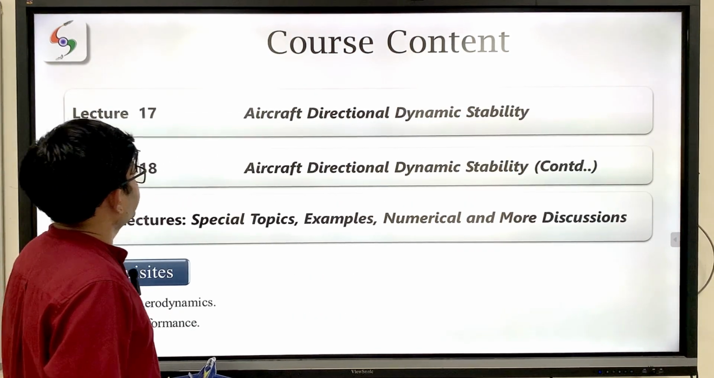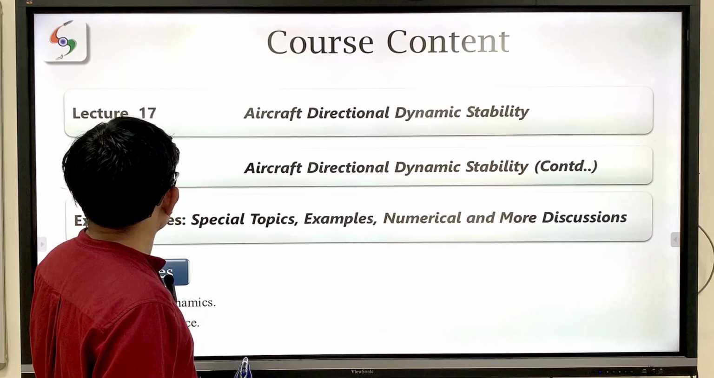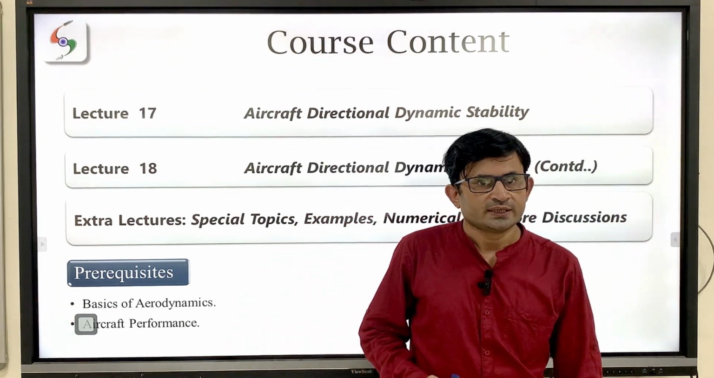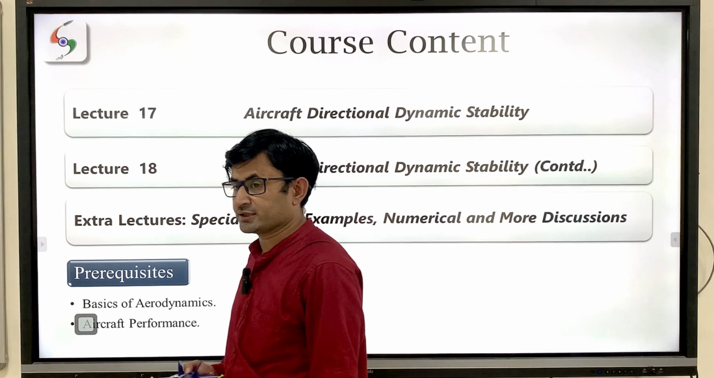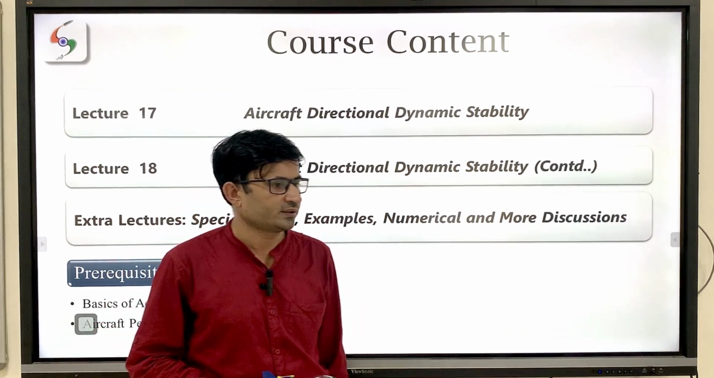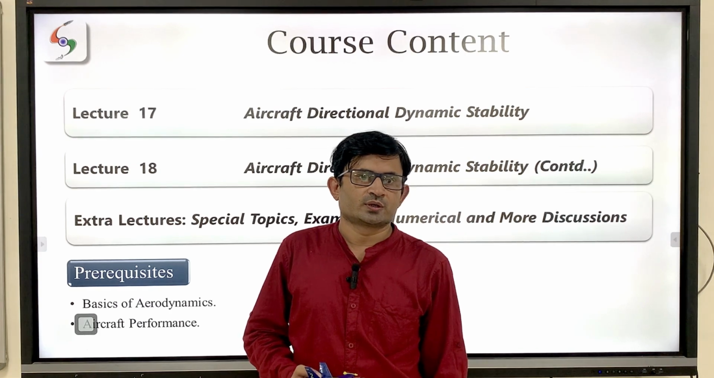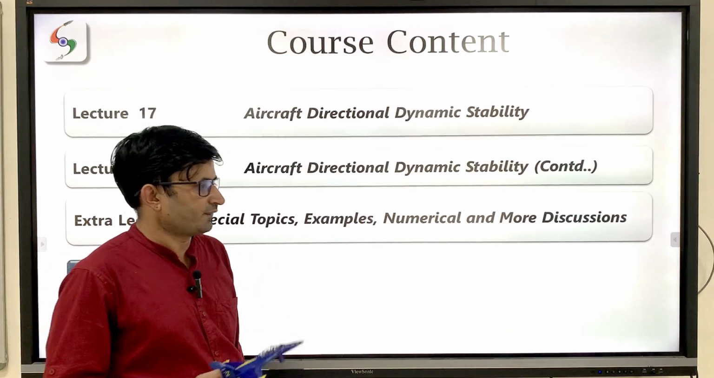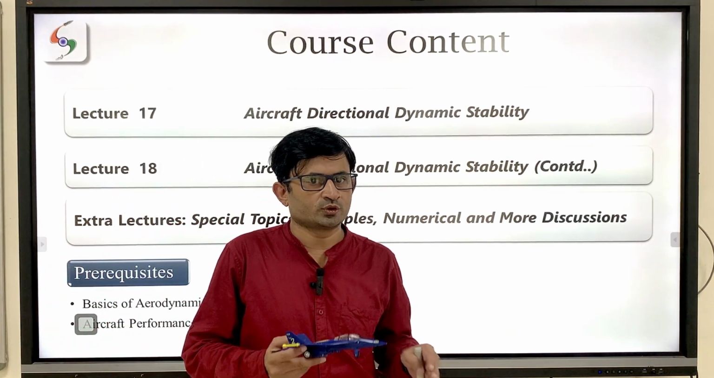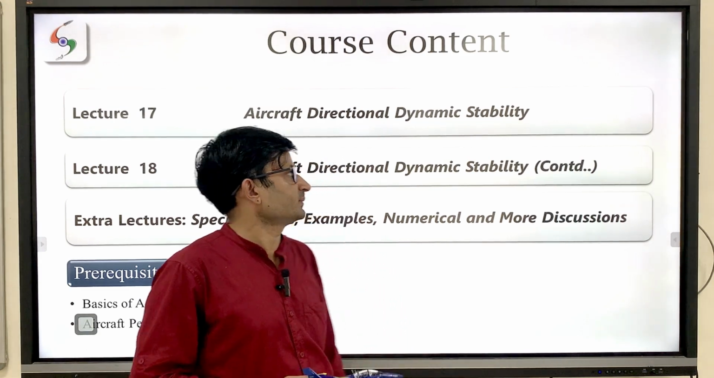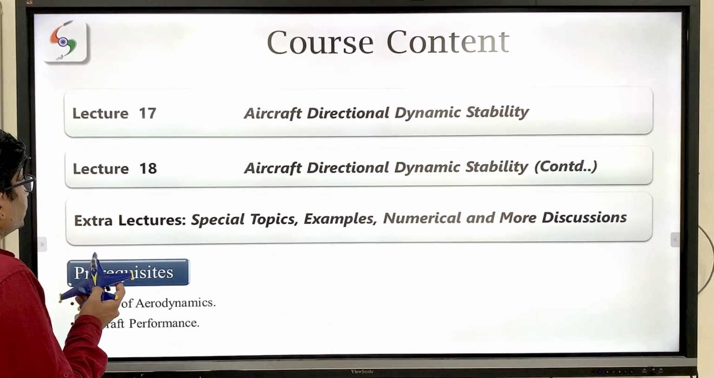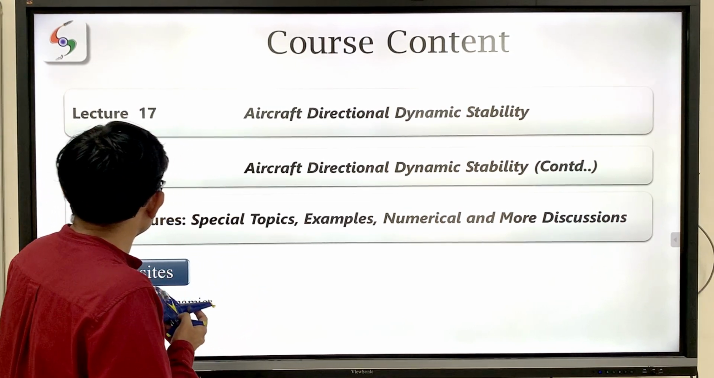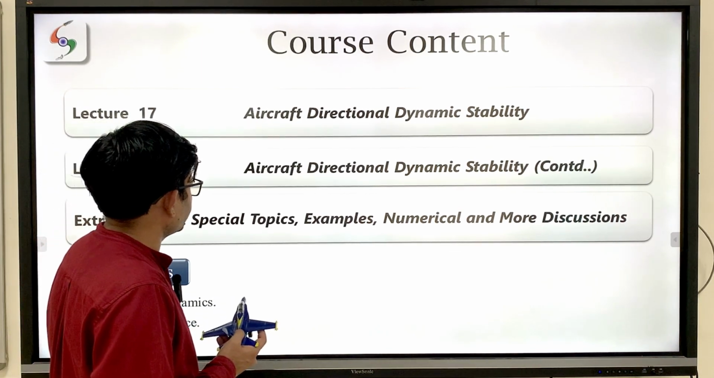Okay. And in lectures 17 to 18, we will discuss the aircraft lateral and directional modes, because lateral and directional are coupled. So we will see how the roll mode, spiral mode, and Dutch roll mode affect the system performance by considering both lateral and directional stability. So that is lectures 17 to 18. Okay, and in the extra lectures we'll take some special topics.